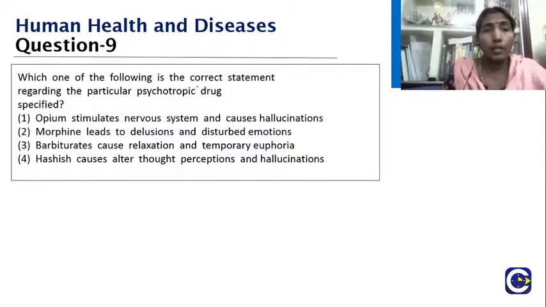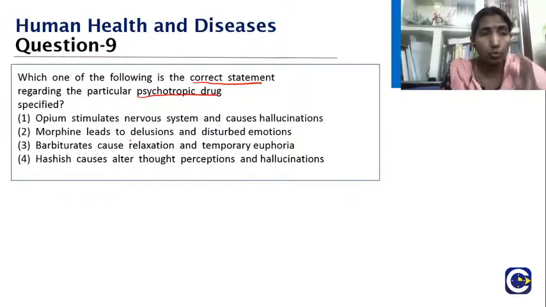Which one of the following is a correct statement regarding the particular psychotropic drug specified? Opium stimulates the nervous system and causes hallucinations. Morphine leads to delusions and disturbed emotions. Barbiturates cause relaxation and temporary euphoria. Hashish causes altered thought, perceptions and hallucinations. So first, always pick the correct statement regarding what? The psychotropic drug. Now we are going to choose. So what should be your answer, children?